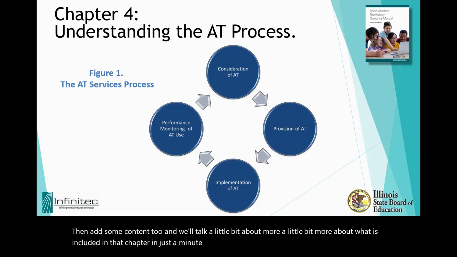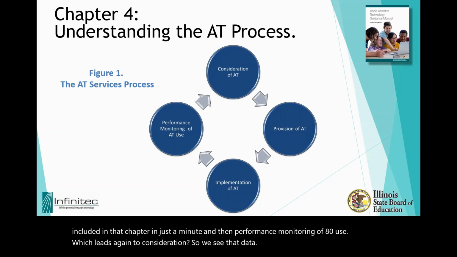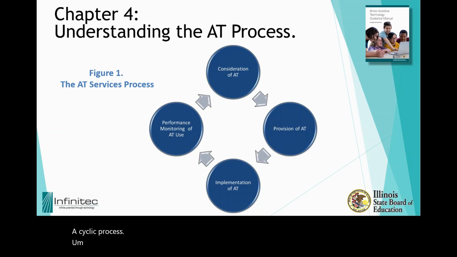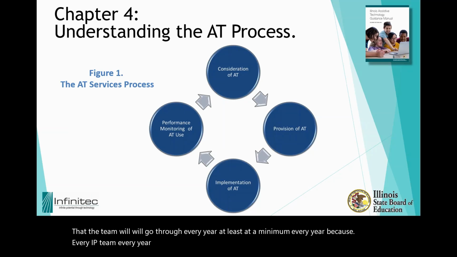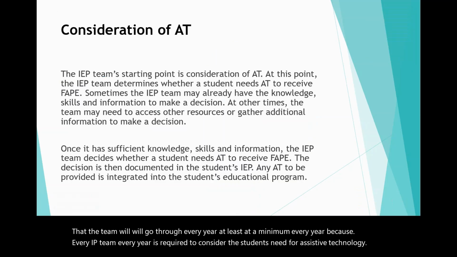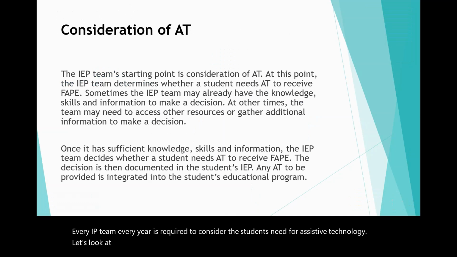And then performance monitoring of ATUs, which leads again to consideration. So we see that that's a cyclic process that the team will go through every year, at least at a minimum every year, because every IEP team every year is required to consider the student's need for assistive technology. Let's look at the consideration chapter.